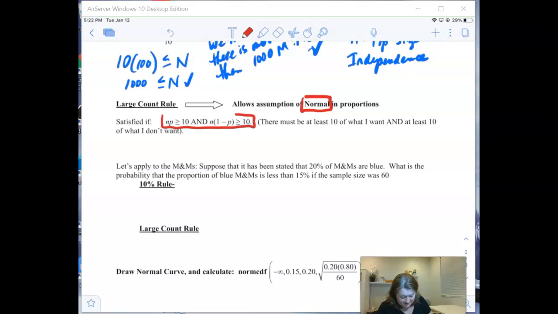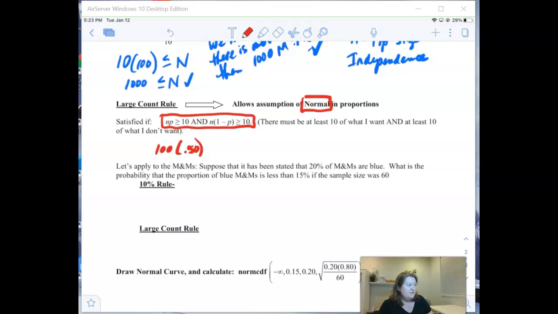Little n times little p has to be bigger than or equal to 10, and little n times 1 minus p has to be greater than or equal to 10. So basically we're saying there must be at least 10 of what I want and at least 10 of what I don't want. So if my sample size was 100 and my proportion of blue M&Ms, we never talked about it, so let's make one up. Let's say in my sample it ended up being, let's do 50%.